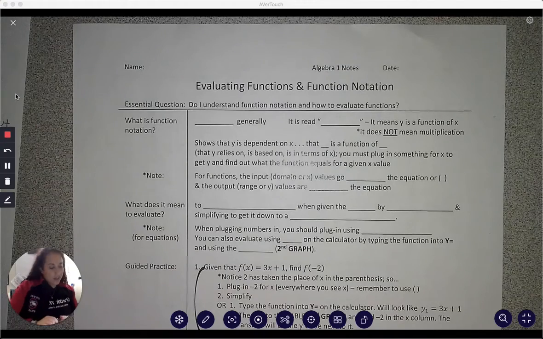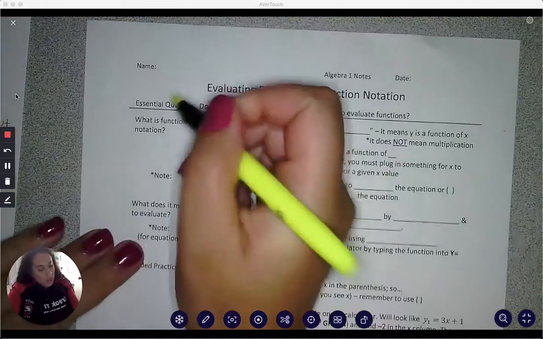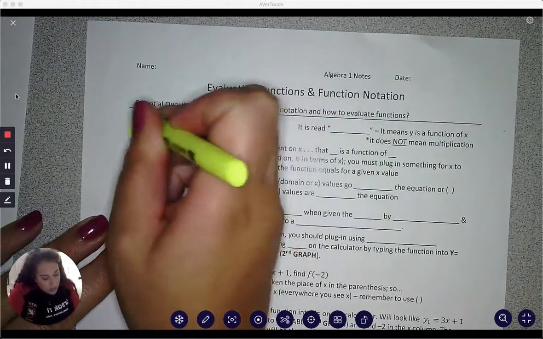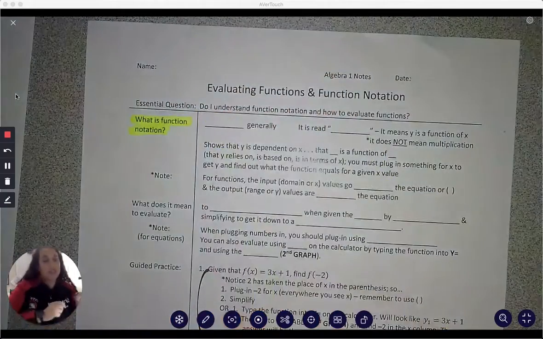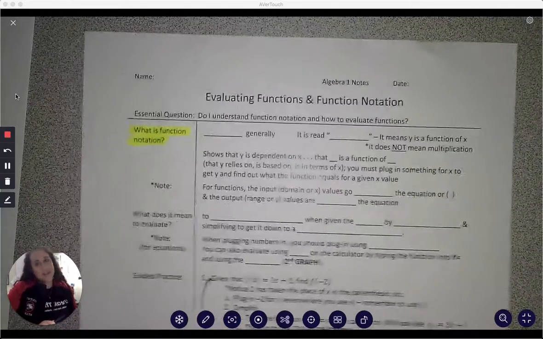So today we're going to talk about this idea called evaluating functions and function notation. So, specifically, what is function notation? From here on out, in all your math classes, we are going to use function notation.